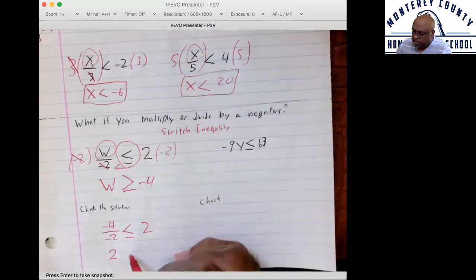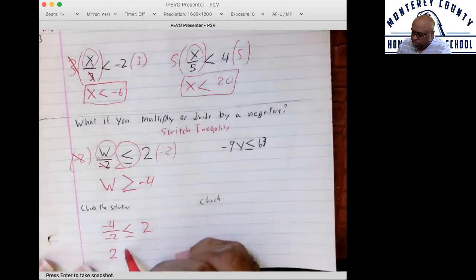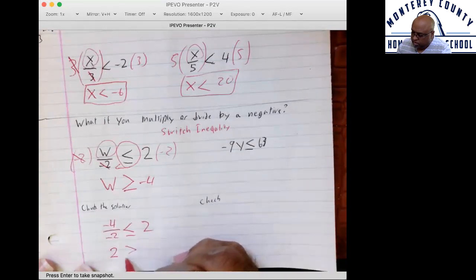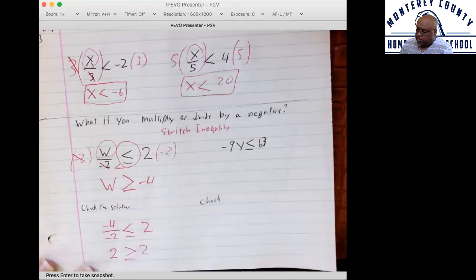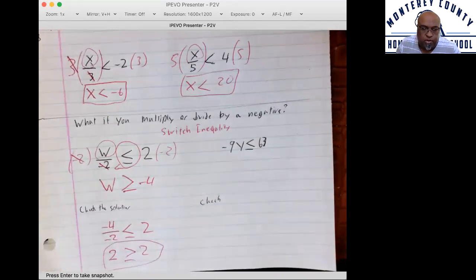Now, in this case, I would flip my inequality, and you can see, let's see if the statement is true. Is 2 greater than or equal to 2? Well, yeah, it is. Okay, so I just want to show that by checking the solution, it helps you to see what can possibly happen.